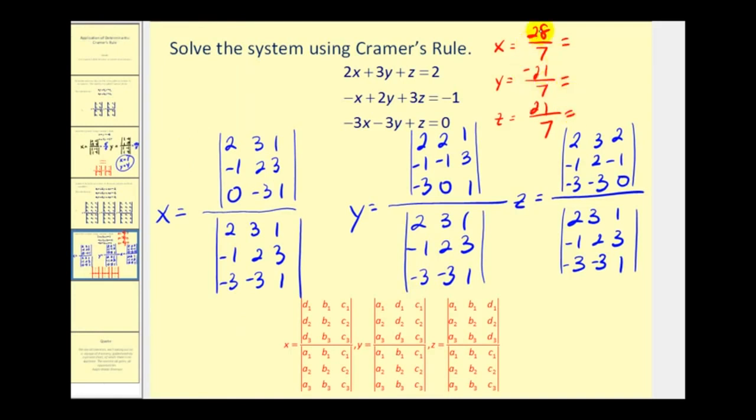These all come out very nice. x is equal to 4, y is equal to -3, and z is equal to 3.